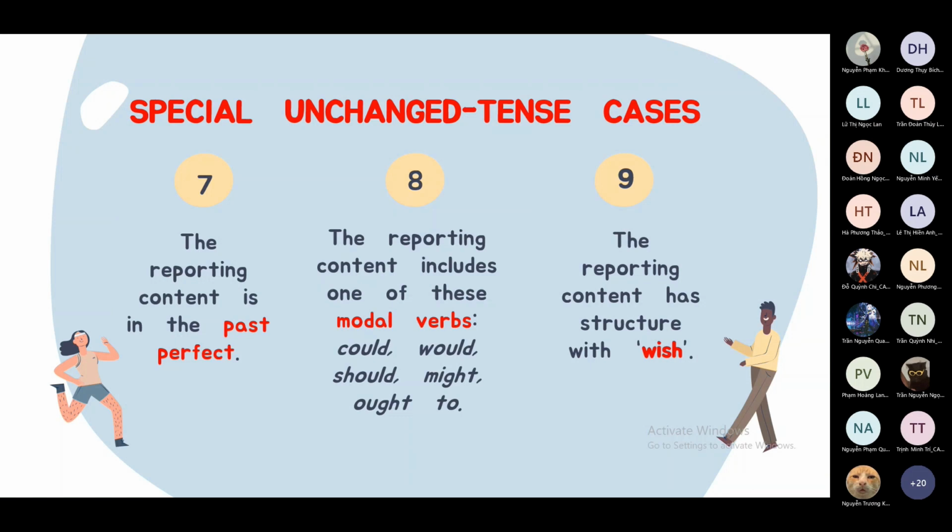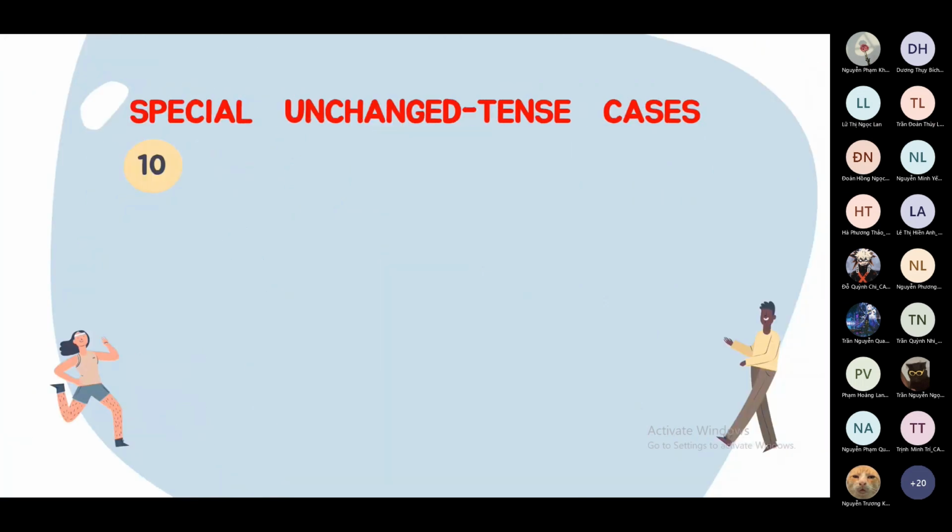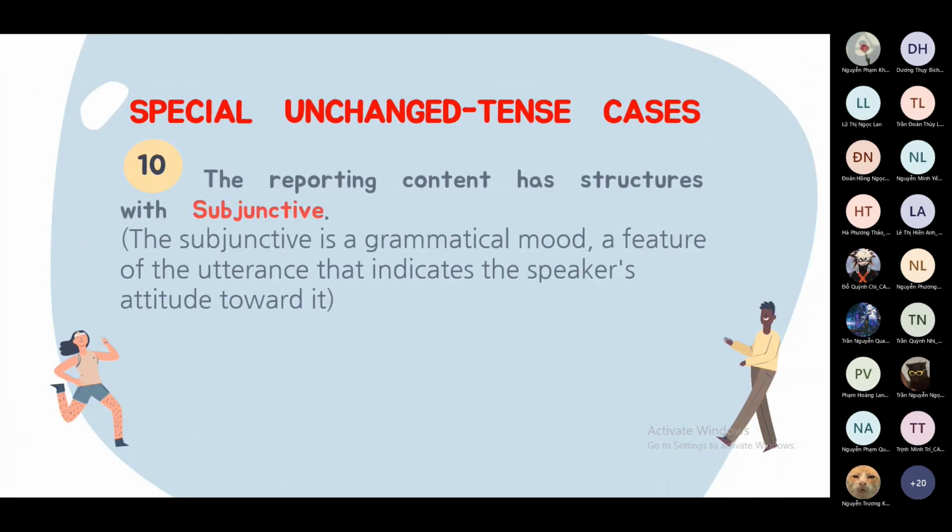Lastly, the reporting content has structures with the subjunctive. The subjunctive is a grammatical mood, a feature of the utterance that indicates the speaker's attitude toward it, like the customer said, "I want you to give me a full refund." This sentence is changed into: the customer demanded that the company give him a full refund.